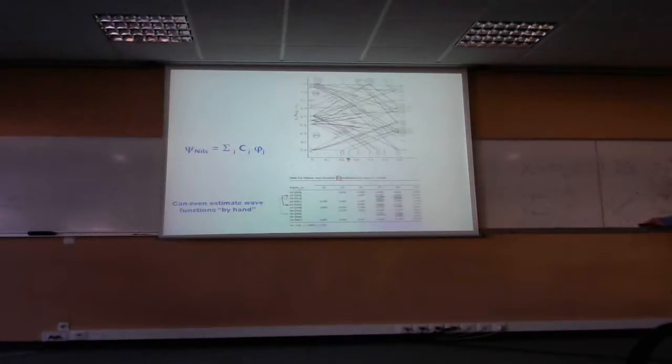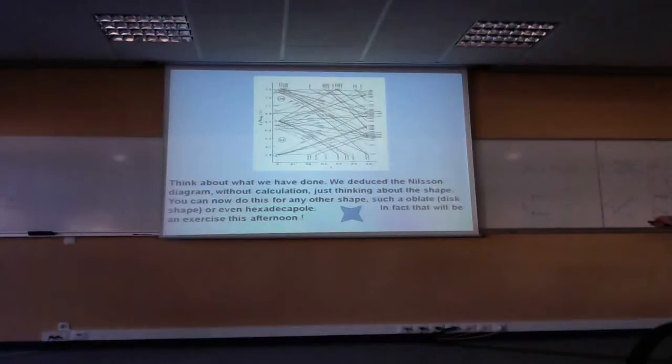Okie dokie? All right. So think about what we've done. We've deduced, you might want to put that in quotation marks, the Nilsson diagram without calculation, just thinking about the shape. And you can now do this for any shape. You can do it for an oblate shape, which is what you asked about, Vasil, or you can do it for a hexadecapole shape that looks roughly like this.